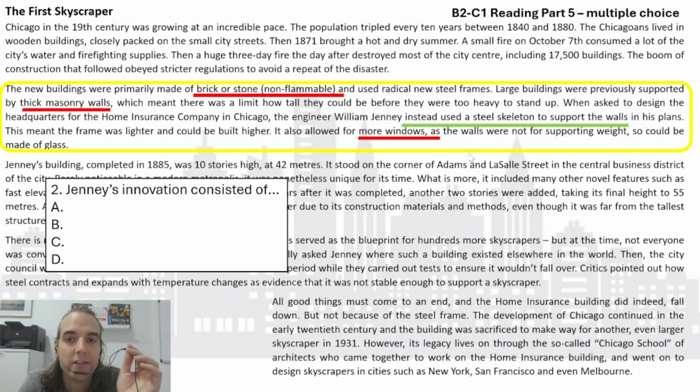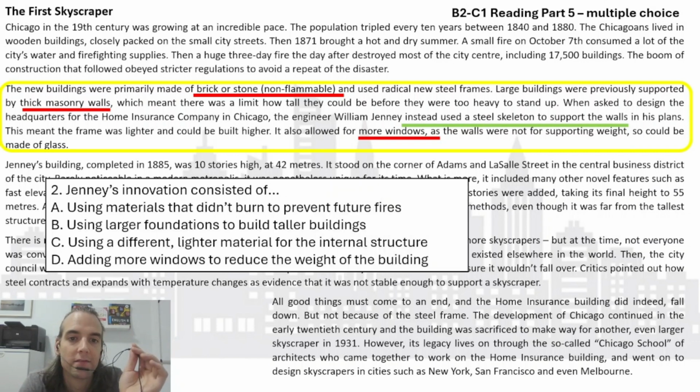Okay, the innovation consisted of a steel skeleton in the building. So we might say that... I've put them in order, haven't I? We start with a wrong answer, the materials. The new buildings were made of brick or stone. That's not the innovation, is it? That's something true, but it's not the innovation. B, again, it mentions the thick walls, large foundations. Again, it's mentioned, but that's not the innovation.